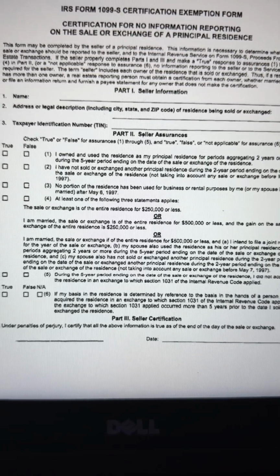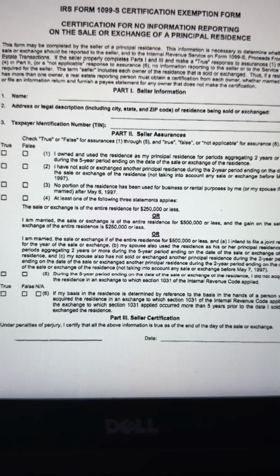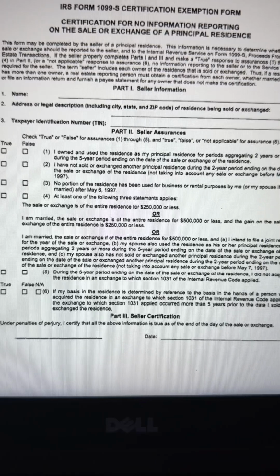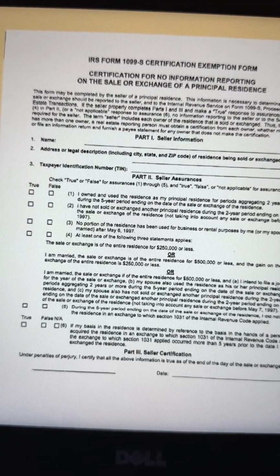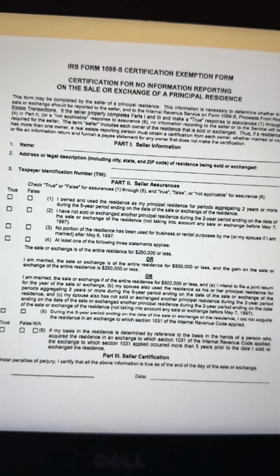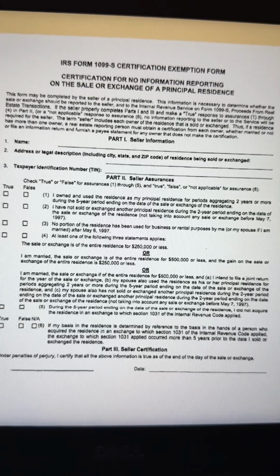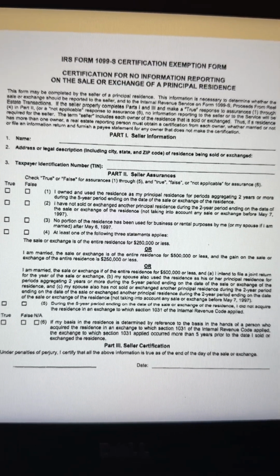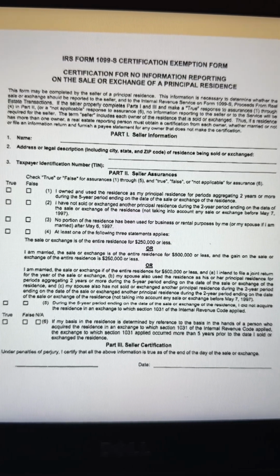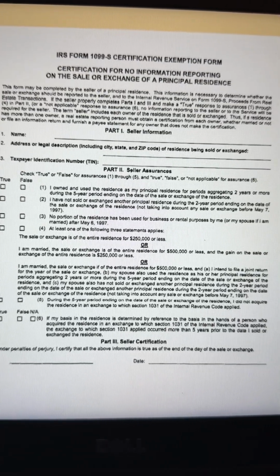So the last one, if they did not do 1031 paperwork, it just makes it NA. Number 6 is asking about the basis in the residence being determined by the 1031 paperwork, basically the easy way to explain that. So if they didn't do 1031 paperwork, then it's going to be an NA for number 6. The last part, seller certification, the seller's going to sign.